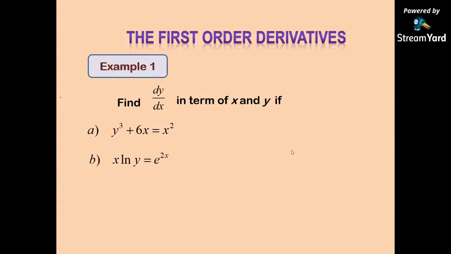Okay, so now let us do the first example. Just now that is still not the first example, so let us go to the first example. Find dy over dx in terms of x and y if y cubed plus 6x equal to x squared. So I think I'll do A and then you guys will do B.